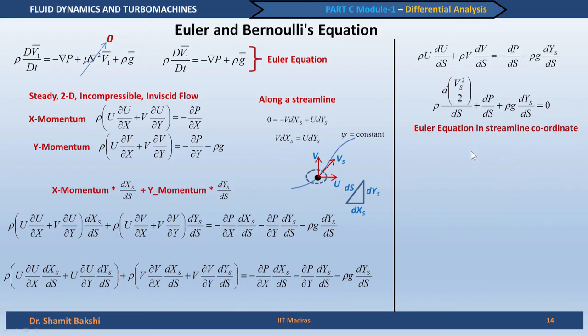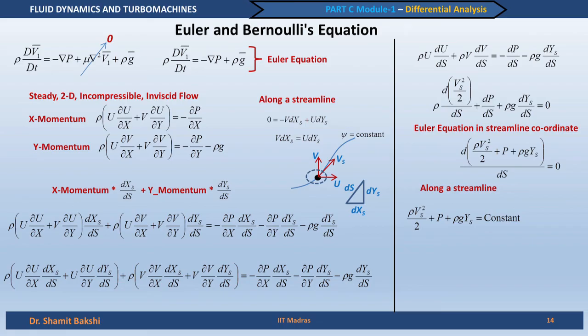So, this is another form of the equation. You can now write this like this, d/ds of this, and finally, if you integrate this equation, you get a very useful equation which is valid along a streamline: rho vs square by 2 plus p plus rho g into ys is equal to constant. That means, if you move along a streamline, the sum of all these three things will remain constant under the assumptions which are made.